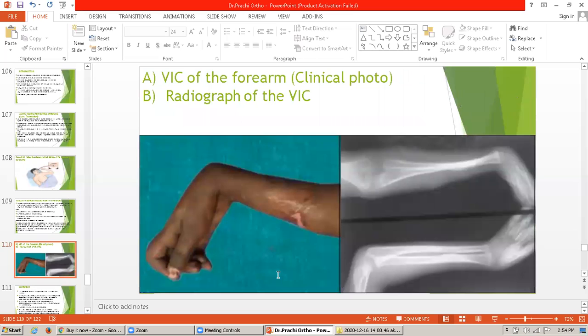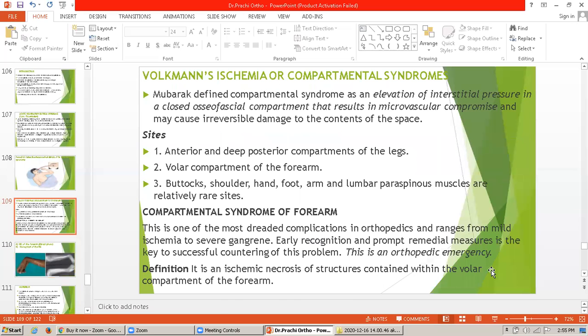So this is a diagram of Volkmann's ischemia, that is, compartmental syndrome. This is a clinical photo which shows the VIC of the forearm, and this is the X-ray, that is, a radiograph of Volkmann's ischemia. So in that case we can see how it is seen in the X-ray, that is, the radiograph, of Volkmann's ischemia or compartmental syndrome.